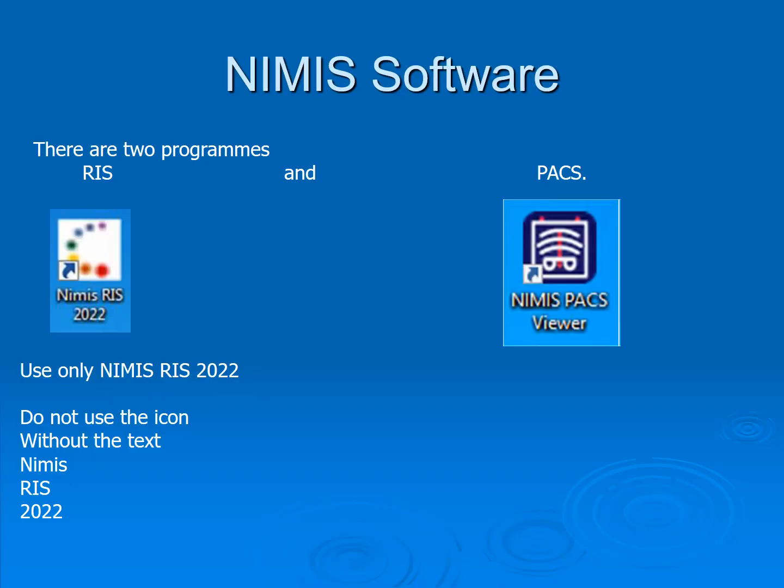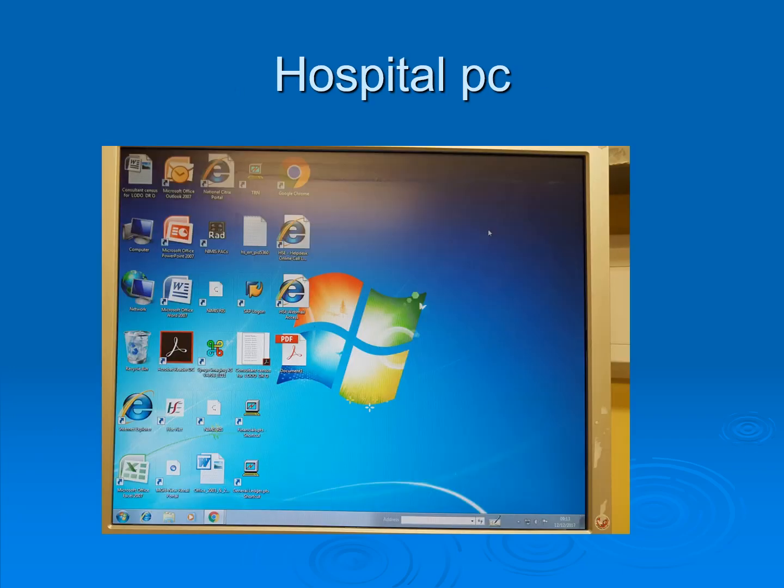In NIMIS there are two core packages you need to become familiar with. NIMIS RIS, the PC icon for this is on the left, and NIMIS PACS, the icon is on the right. The RIS icon must be the rainbow icon with the words NIMIS RIS 2022. Do not use the old version without this text. The hospital PC should be logged on with the ward account.